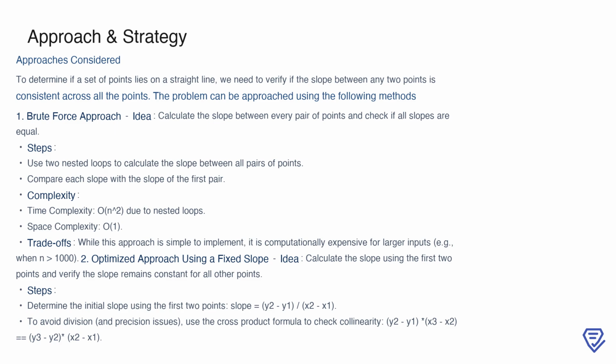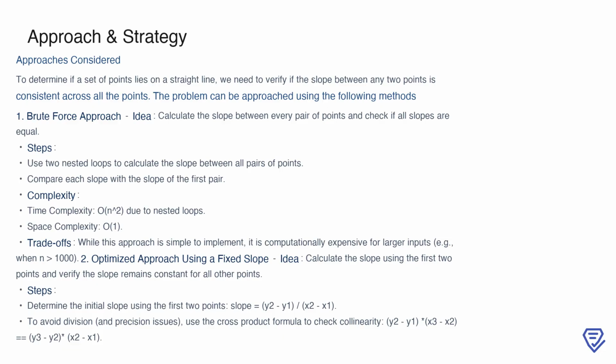This method uses 2 nested loops, making it straightforward to implement. However, it becomes computationally expensive as the input size increases, with a time complexity of n squared. Additionally, it doesn't require extra space, so its space complexity is 1. Despite its simplicity, this approach is inefficient for larger datasets, especially when the number of points exceeds 1,000.